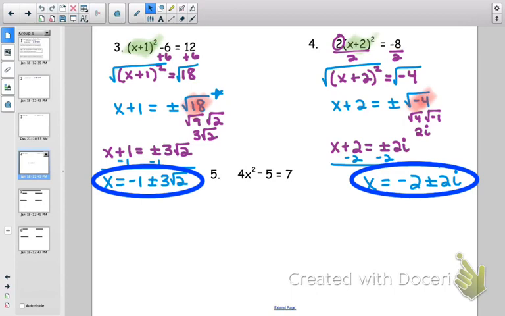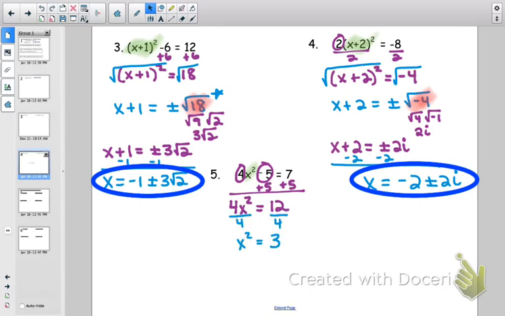This one's a little tricky because it kind of looks like the 4 is being taken to the second power, but it's really only the x squared that is being taken to the second power. So we have to get rid of the 4 and the negative 5. So again, start backwards through the order of operations. We're going to add 5 to both sides first. Then we have to divide both sides by 4.